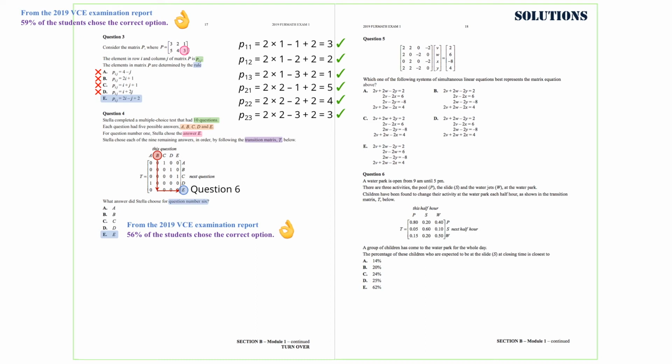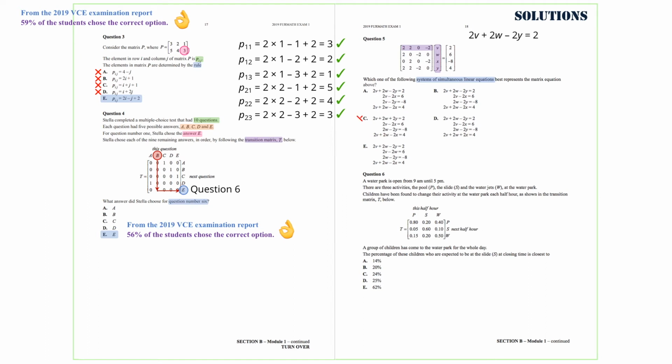In question 5, we are given a matrix equation and we are asked which one of the following systems of simultaneous linear equations best represents the matrix equation above. For this, we are going to multiply the first matrix by the second matrix. We start by multiplying row 1 by the column matrix. This gives us 2v plus 2w minus 2y equals 2.